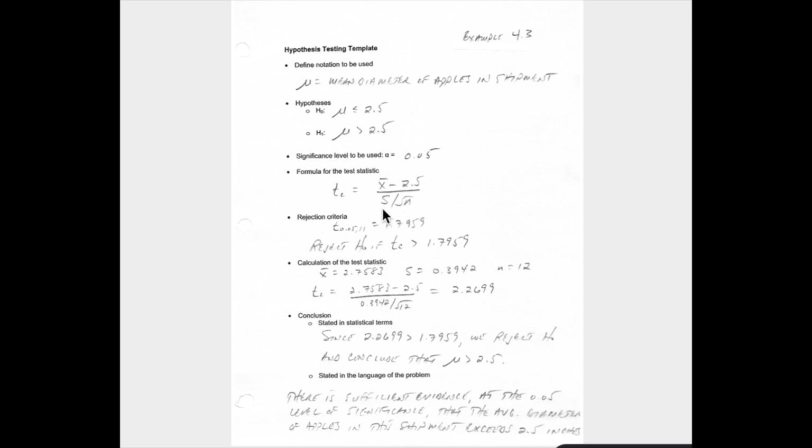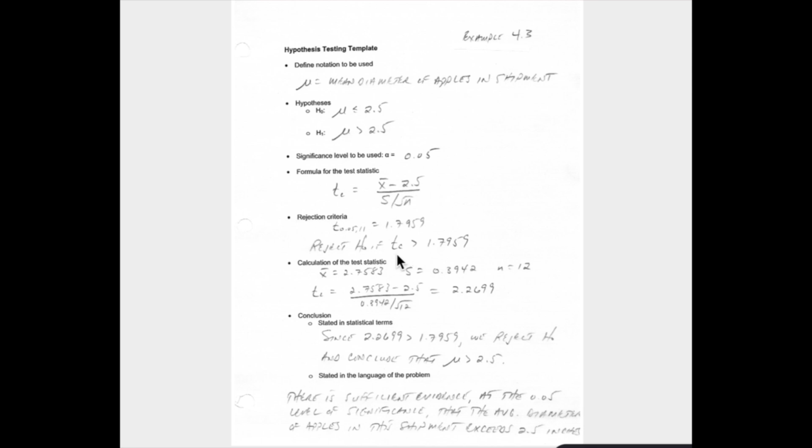We need to define the rejection rule or the rejection criteria. Now, this is a right-tailed test. If you look at the alternative hypothesis, the inequality is pointing to the right. So this is a right-tailed test. That means that we're going to be rejecting the null hypothesis for large values of our test statistic, t-calc.